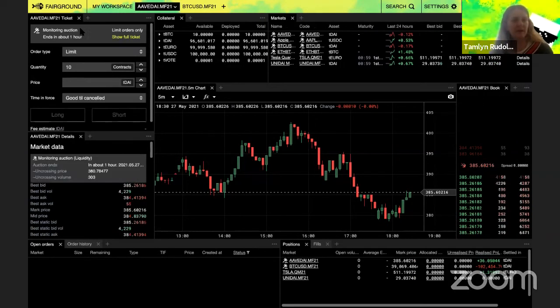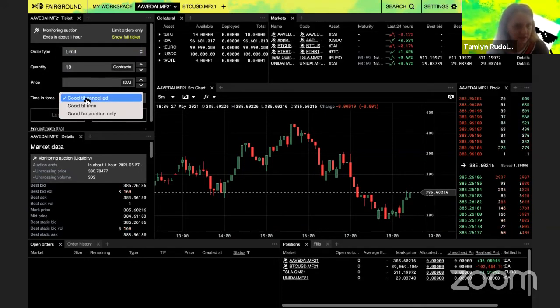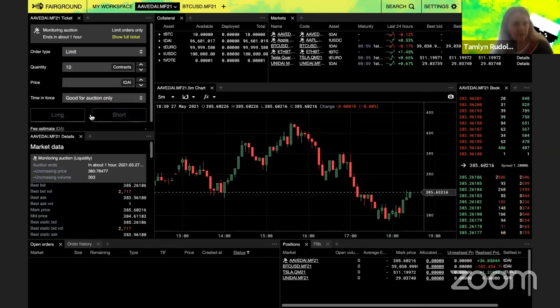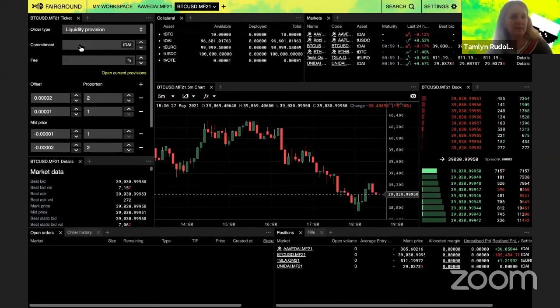But before I wrap this up, and perfect timing that it did slip into an auction, as I just wanted to show good for auction only. I think I've actually probably covered that mostly. So I actually wanted to finish with liquidity provision. So I'm going to go back to the BTC USD. Sorry, I'm going to go to the liquidity provision order type.